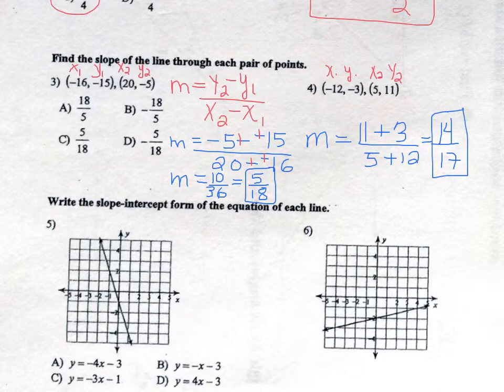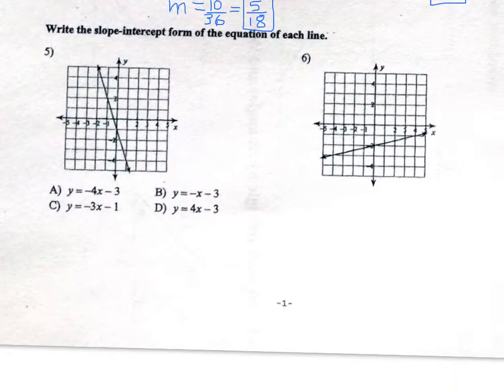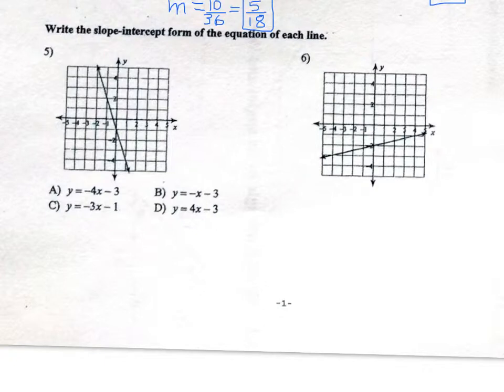Problem number 5, write the slope-intercept form of the equation. The slope-intercept form is the one that goes like this: y equals mx plus b. The y-intercept is given, and this is the y-intercept, so that is the b. The y-intercept is at -1. And the slope, that is the m. So if I choose 2 points on the graph, I can choose the y-intercept and the point 1, -4.